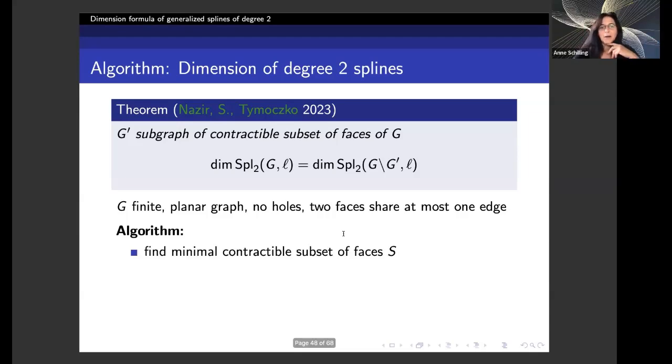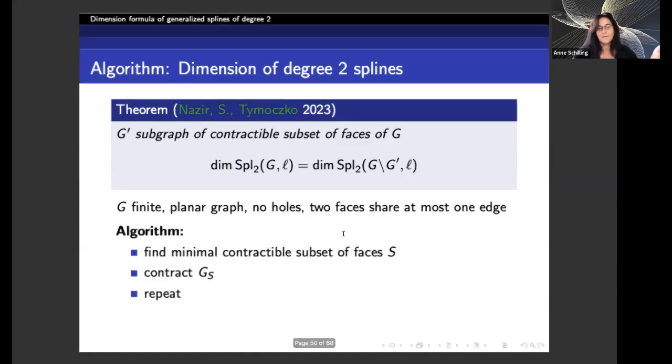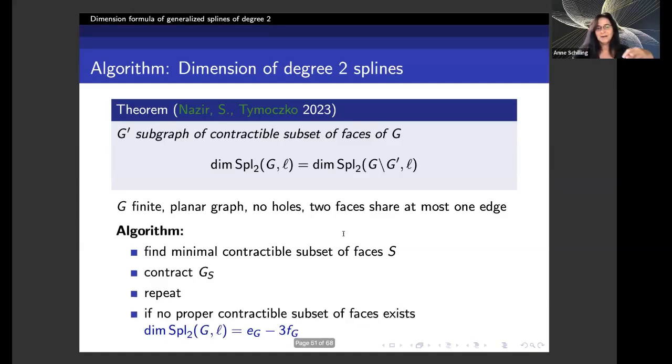And then our algorithm is, well, find a minimal contractible subset of faces, meaning by minimal, I mean there's no other subset that is smaller and where you have E less or equal to 3F. And then once you have such a minimal subset, you contract that subgraph. Then you repeat until there's no more proper contractible subset. And then at the end of the day, once you do that procedure, the dimension in the generic case is E minus 3F.